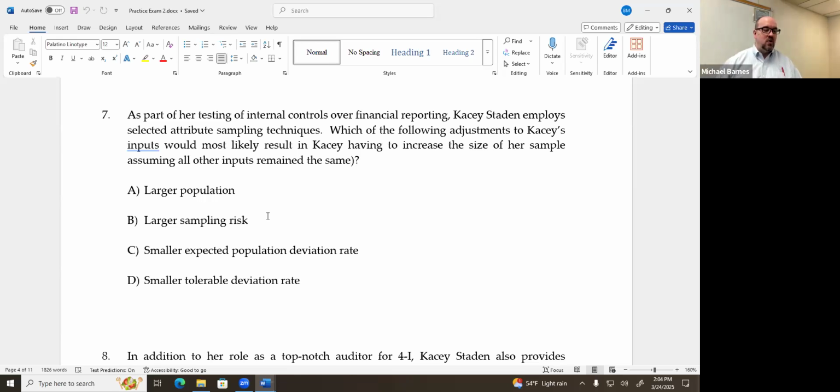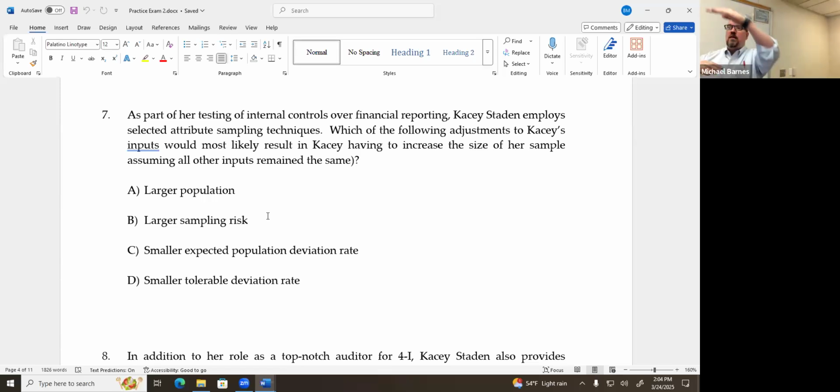Smaller expected population deviation rate. Again, it's assuming all their inputs remain the same. So if I make my expected population deviation rate smaller, it's going to make the gap between tolerable deviation rate and expected population deviation rate larger. What does that mean about sample size? Sample size gets smaller, okay? The distance between those two is inversely related to sample size.